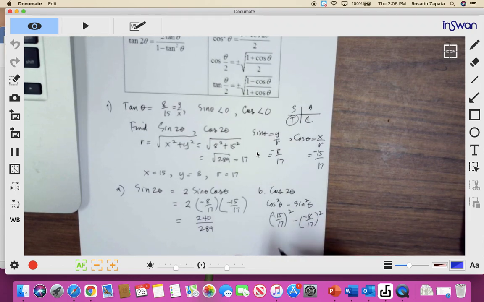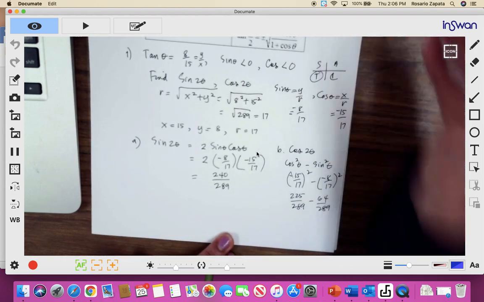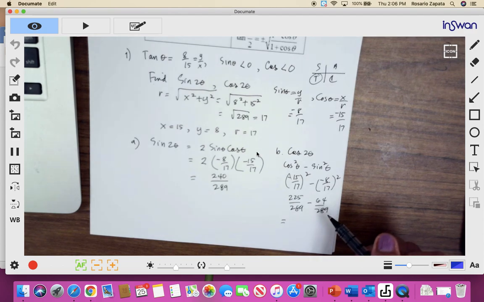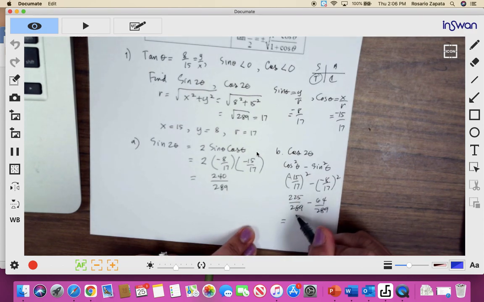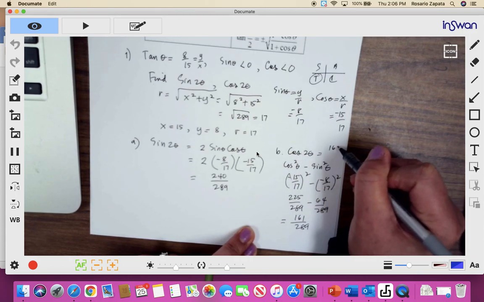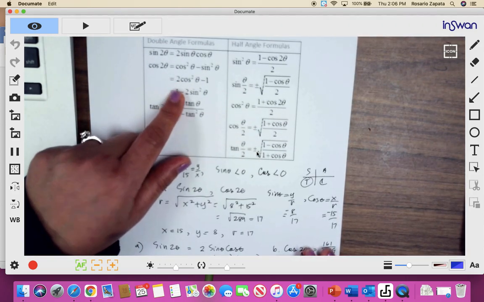And so you will have now positive 225 over 289 minus 64 over 289. And if we're going to subtract this, since we have the same denominators, it doesn't matter now. So 225 minus 64 gives us 161 over 289. So this will be the value of cosine 2 theta. I told you, whatever formula you will use in here, you will always get the same answer.